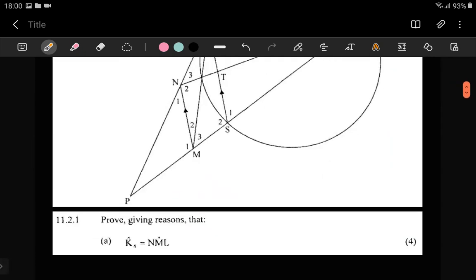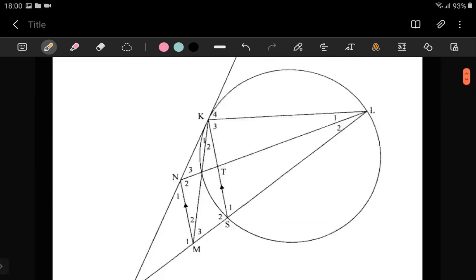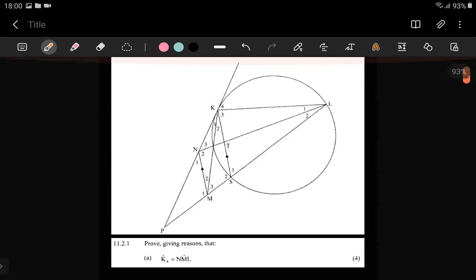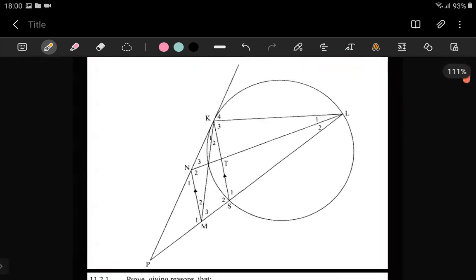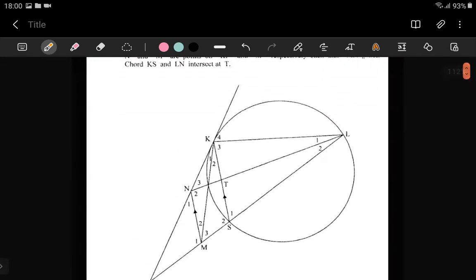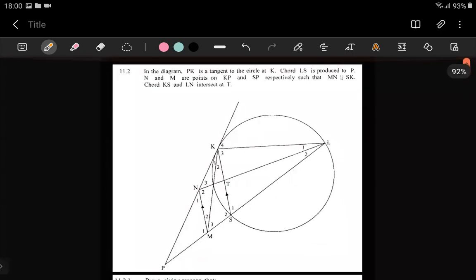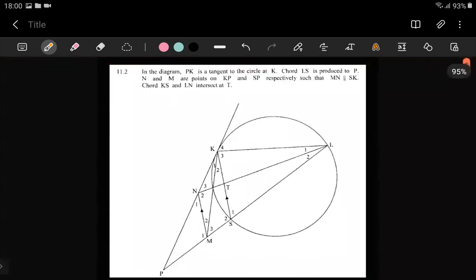Proving, giving reasons. Wait, what's the description? Whatever the description is, that's the most important thing. You're better off reading the description and forgetting to answer a question than the other way around. If a question is difficult, normally the description has the answers. It says here, right in the diagram, PK, what does it say?